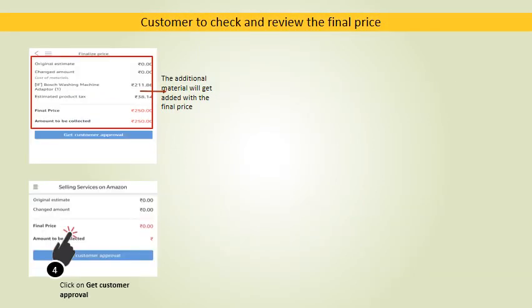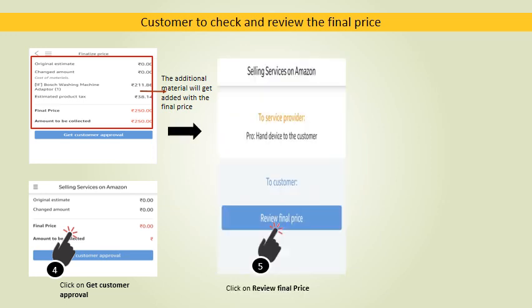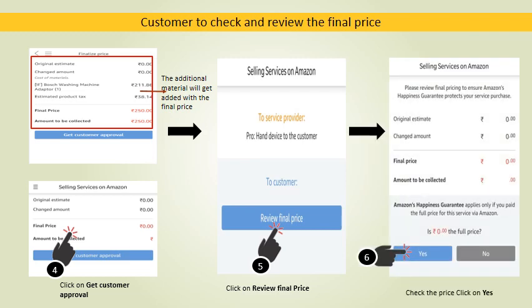Next, you will be displayed with customer approval page. In this page, click on Get Customer Approval and then again click on Review Final Price button. In this page, check the price and then click on Yes button. It will take you to the next page.